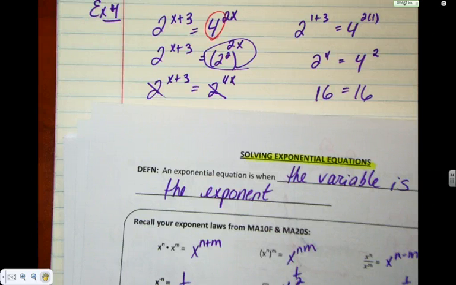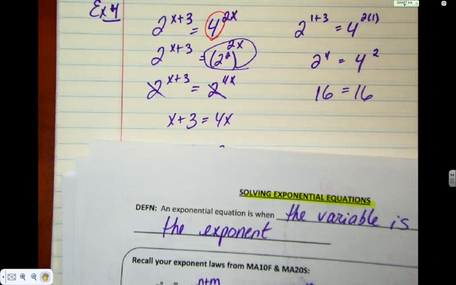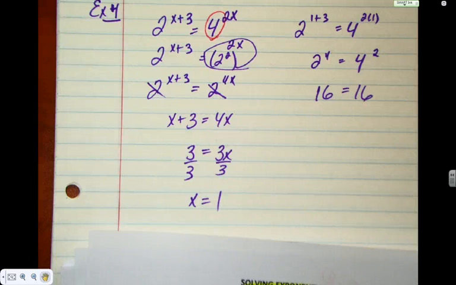Once you're done simplifying, we equate the exponents. And again, that's because if the bases are equal, the exponents have to be equal. So we drop the bases, equate the exponents. At this point, it's typically a linear equation. Sometimes you'll get quadratic, but it's typically linear. Solve it. We get down to x equal to 1.